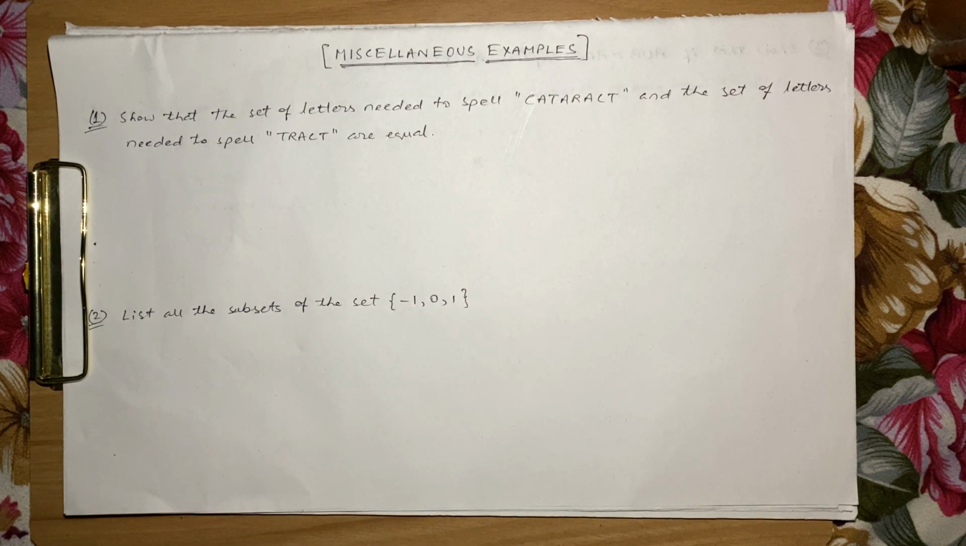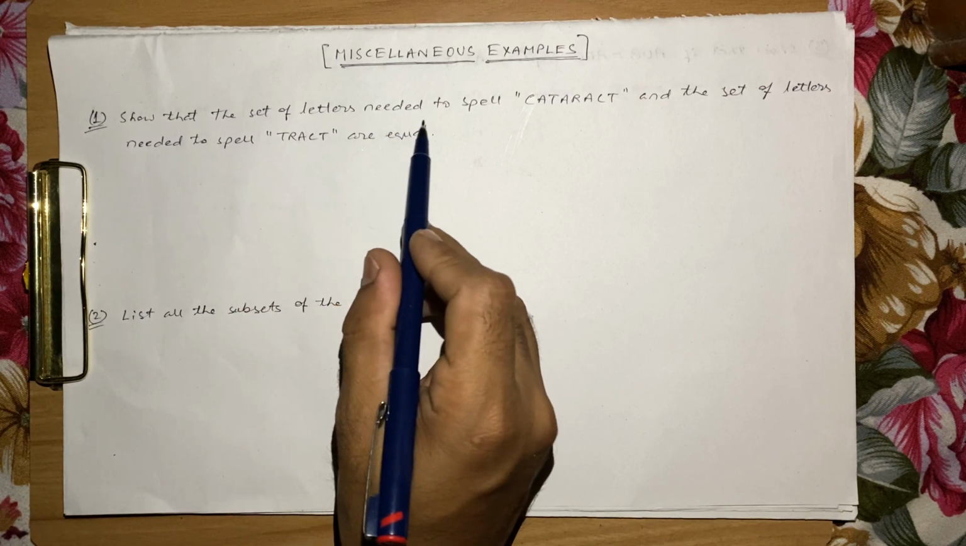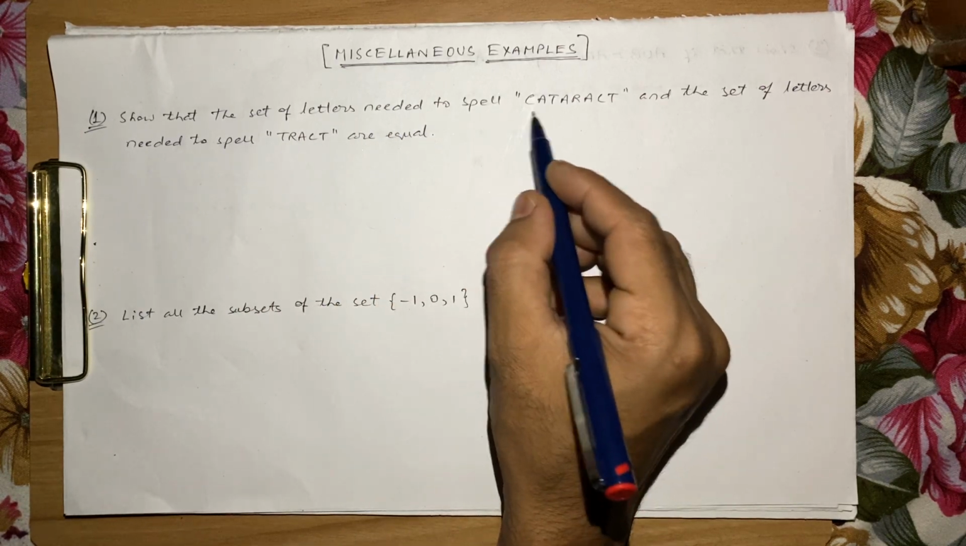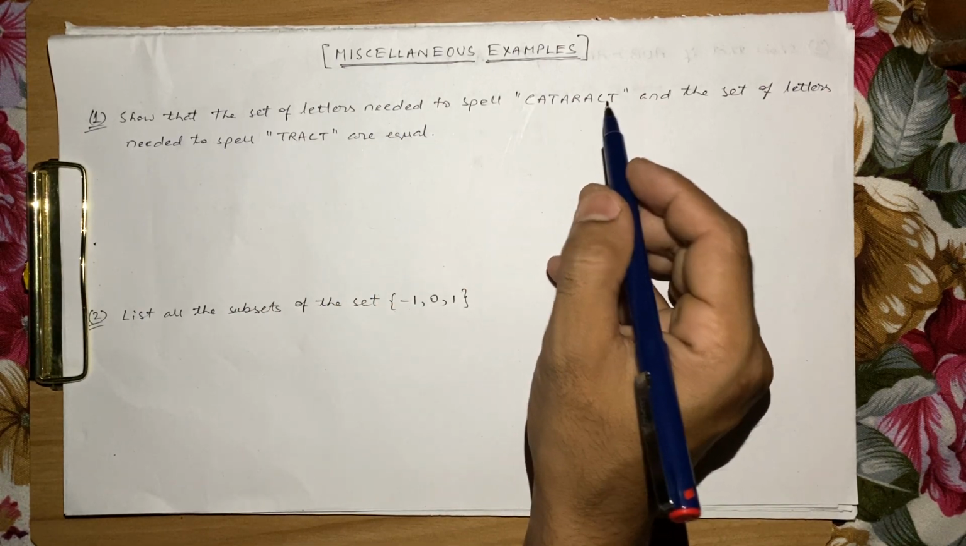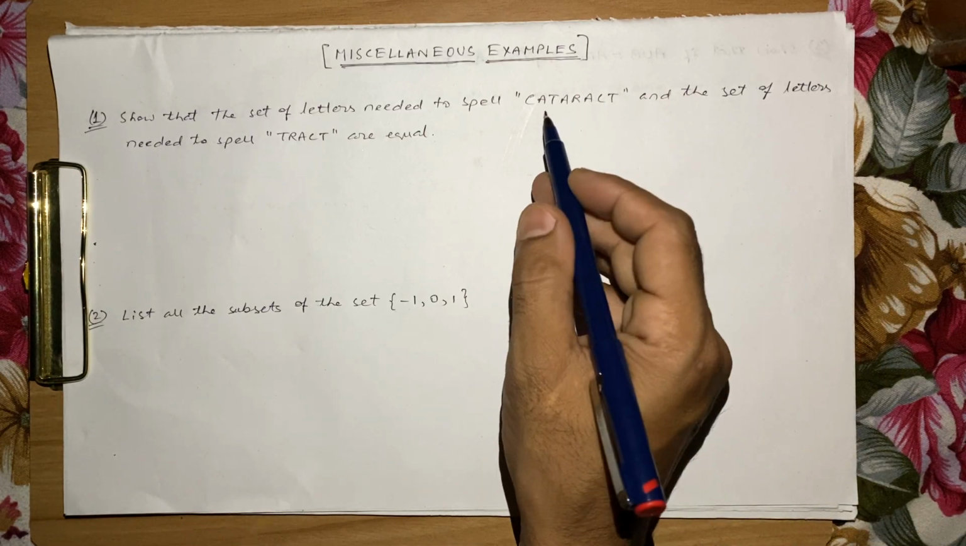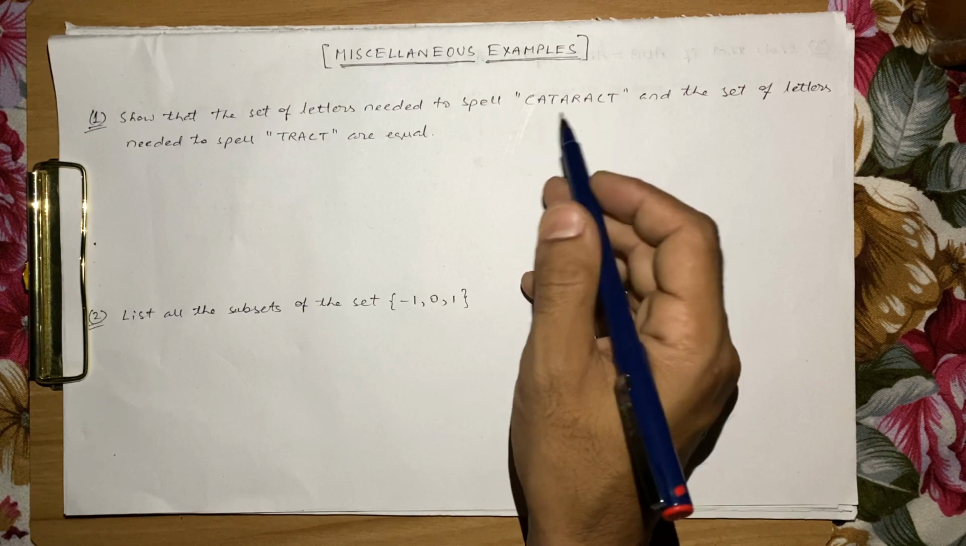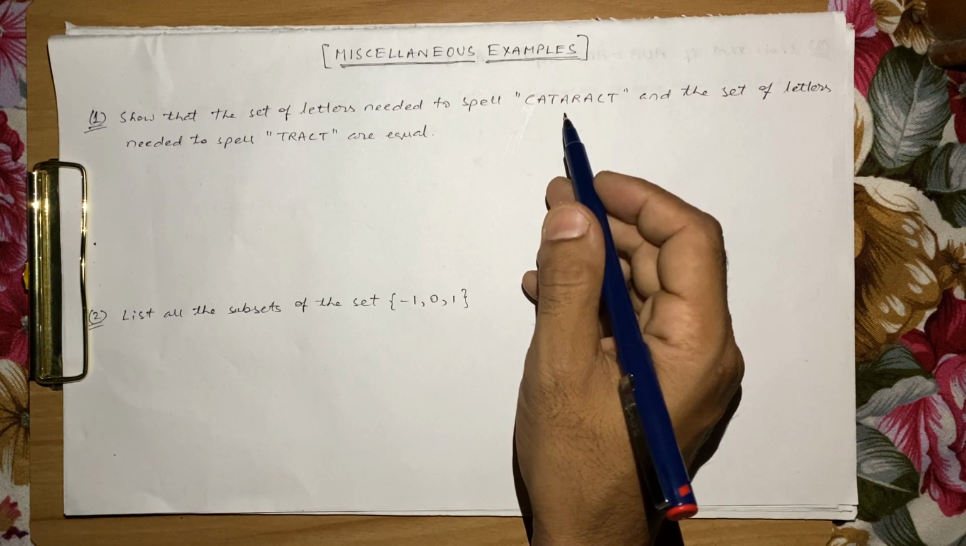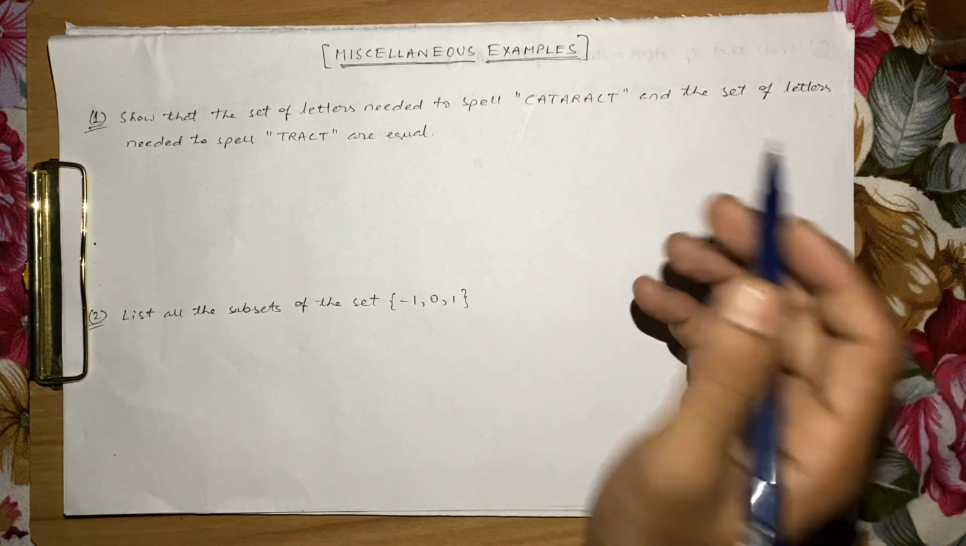Now the first question here is, show that the set of letters needed to spell cataract. This is a word, cataract, okay. I don't know the exact meaning, it doesn't matter. You can look in the dictionary or make a Google search. What is cataract? I think it's some kind of an eye condition. I don't know, leave that, okay.